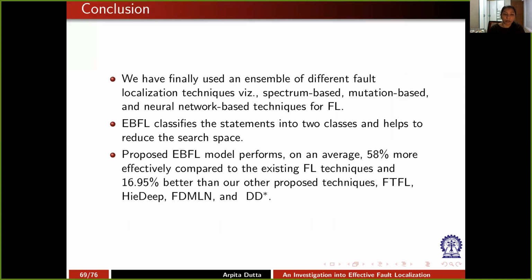And we have finally also discussed the ensemble of different fault localization techniques, that is EBFL, which classifies the statements into different classes of suspicious and non-suspicious, and our proposed EBFL method performs on average 58% more effectively than existing FL techniques and 16.95% better than the existing proposed techniques FTFL, HID, FDMLN, and D star.